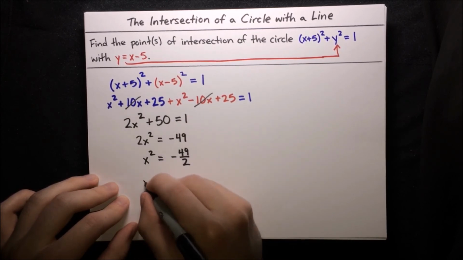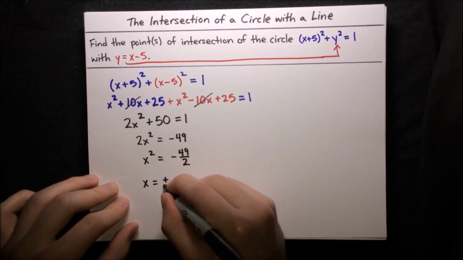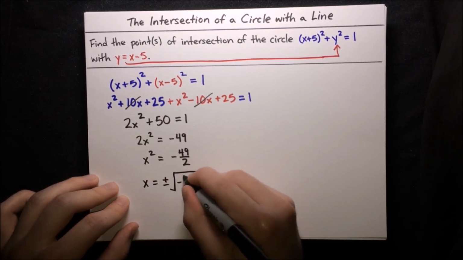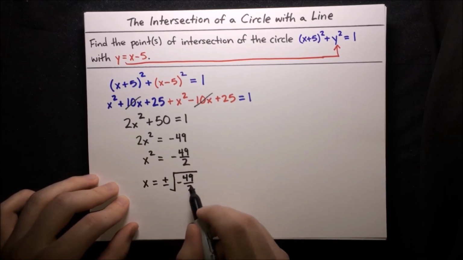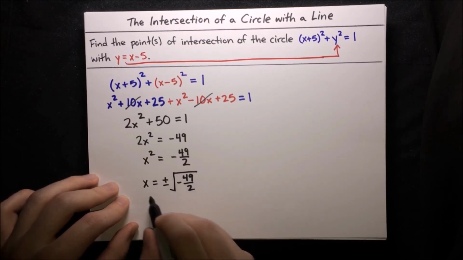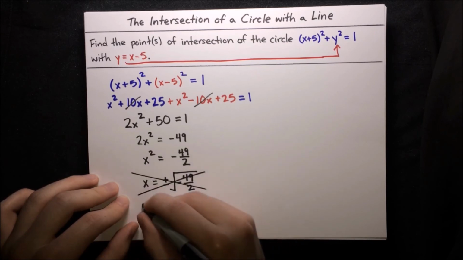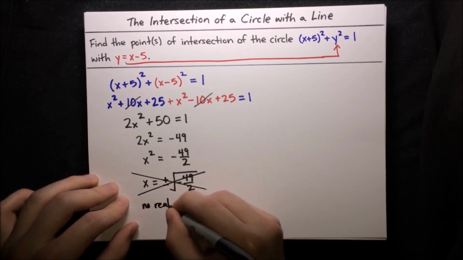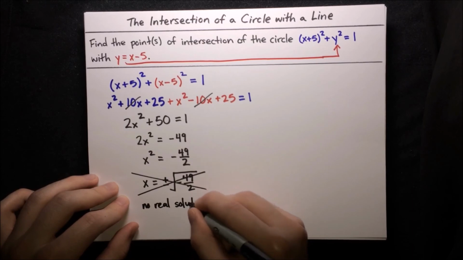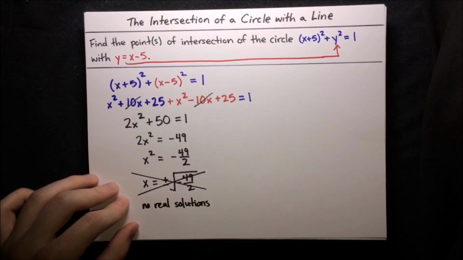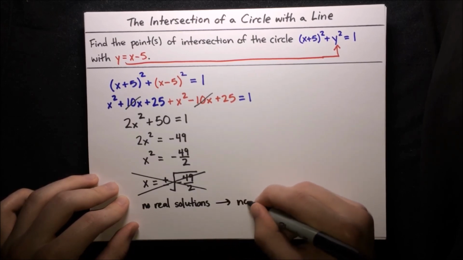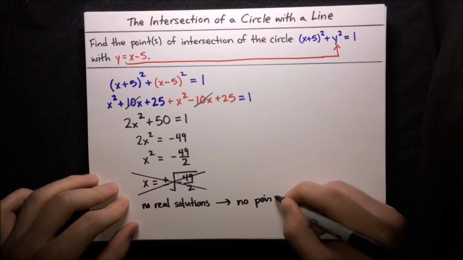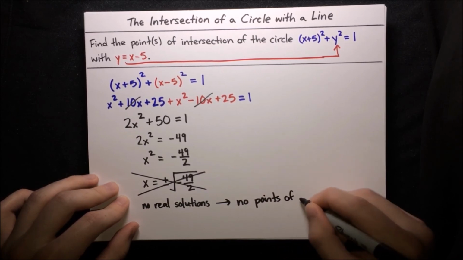Taking the square root, we would get x = ± the square root of −49/2. But this is the square root of a negative number, and the result of that is not a real number. So we have no real solutions for x. And since any points of intersection would have to have real coordinates, we conclude that there are no points of intersection.